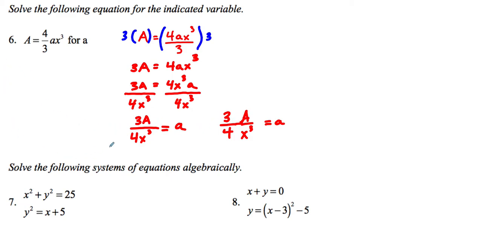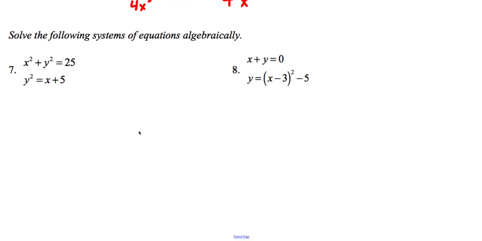All right, let's look now at 7 and 8. It says, solve the following systems of equations algebraically. So we're looking at 7. Right now we've got x squared plus y squared equals 25, and we've got y squared equals x plus 5. So we've got a circle, and then what looks like it's going to be a square root function and its opposite. But if you don't see that, don't worry about it.